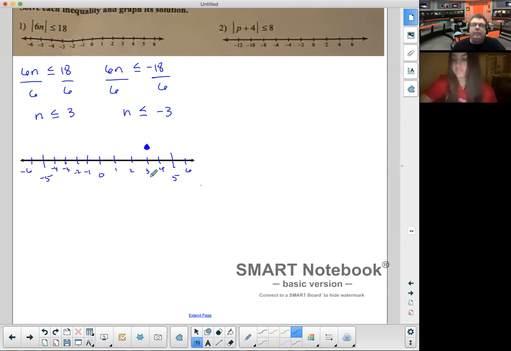If it was just less than 3, it would be an open circle like I just wrote above, but it's included, it's invited to the party. So it's filled in, and then we do a line pointing left, meaning any number less than or equal to 3 forever and ever will solve this equation. Right?